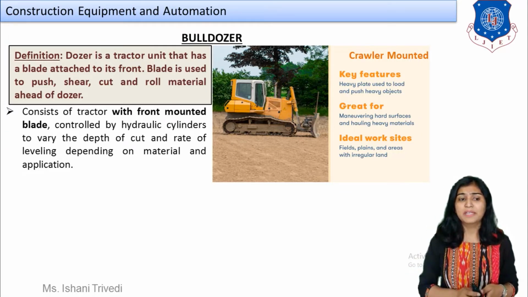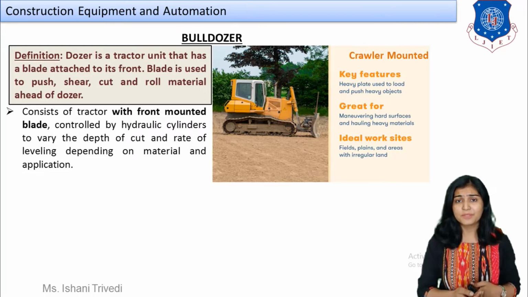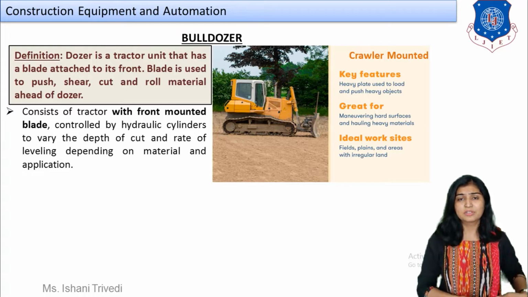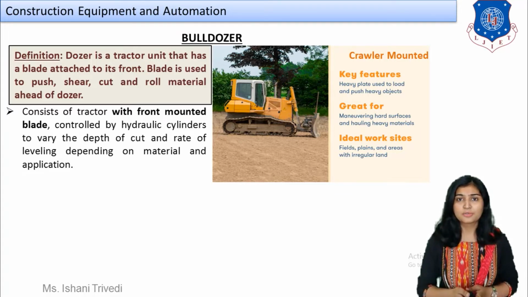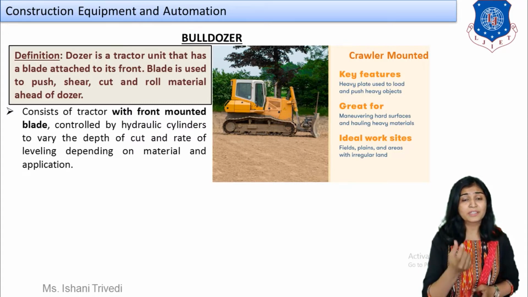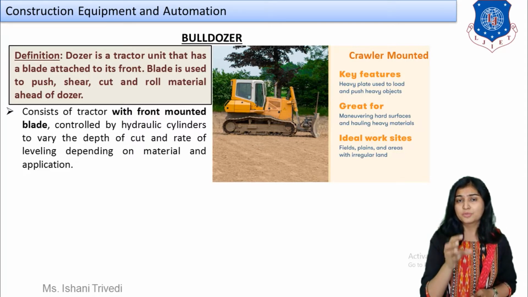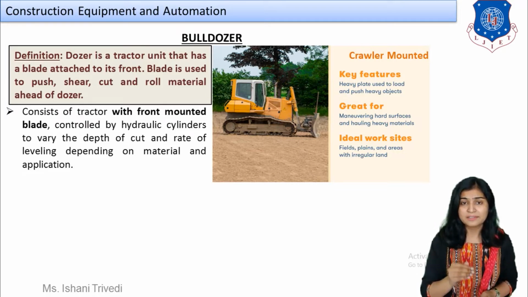So again, we are going to talk about the parts and its classification. Let us see that regarding the bulldozer. The first, it says it consists of a tractor unit, which is clear to us by now, with a front mounted blade. See, I am putting it technically over here. I already explained to you in simple, regular words, and now we are going to put it technically. So it says it consists of a tractor with a front mounted blade controlled by hydraulic cylinders, right?